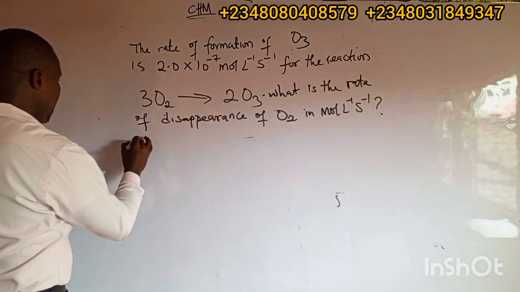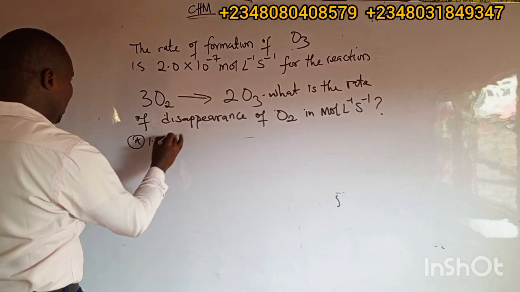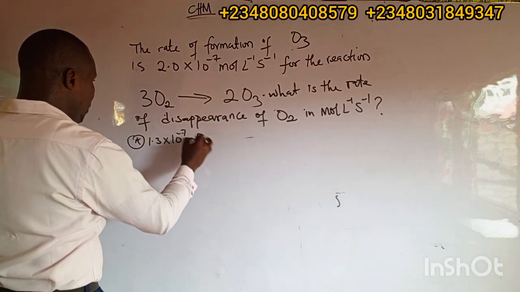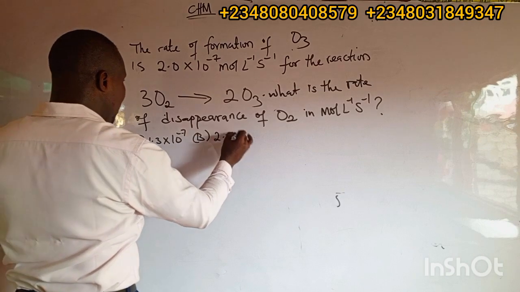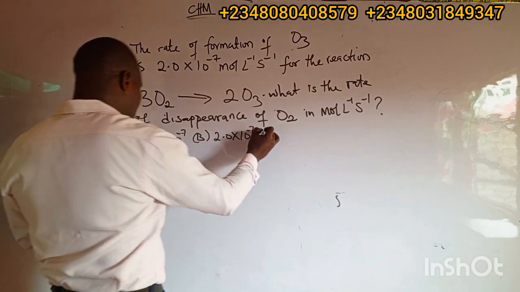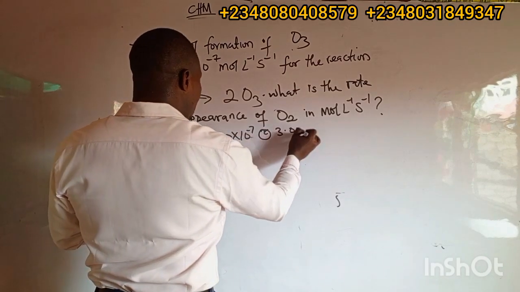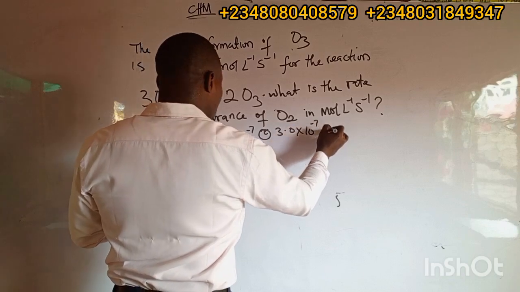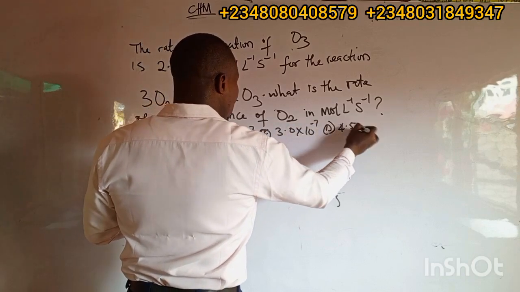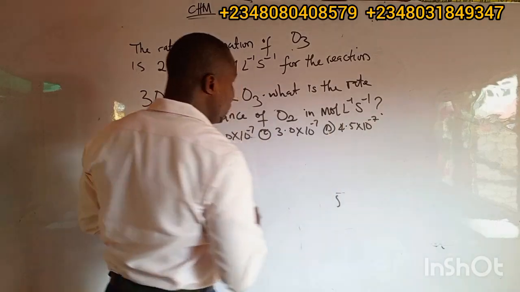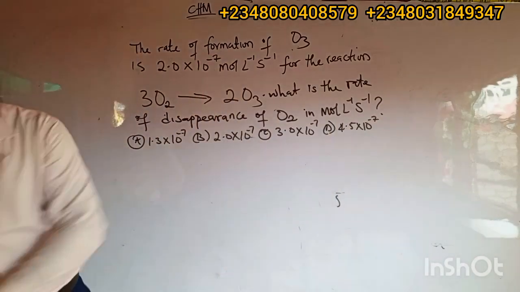Option A, we have 1.3 times 10 raised to the power minus 7. Option B, we have 2.0 times 10 raised to the power minus 7. Option C, we have 3.0 times 10 raised to the power minus 7. Option D, we have 4.5 times 10 raised to the power minus 7. Please let us solve this question.